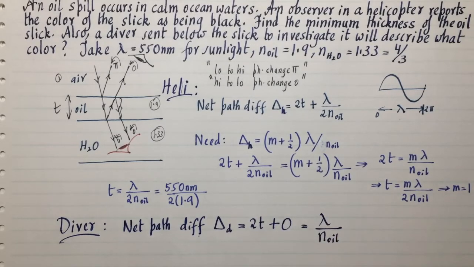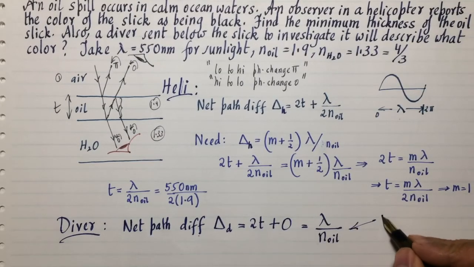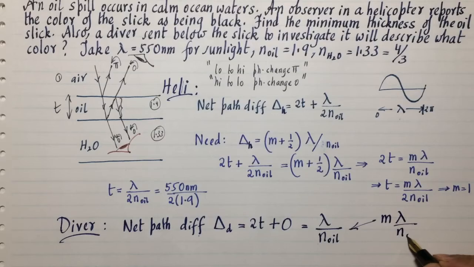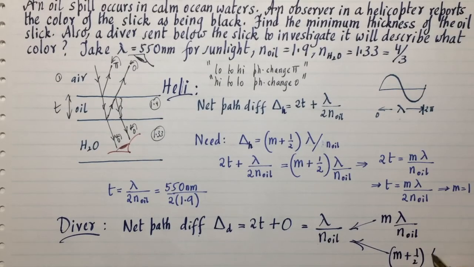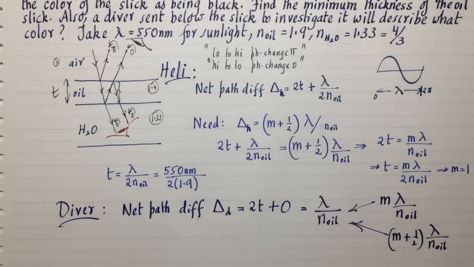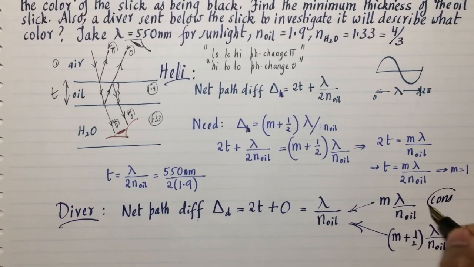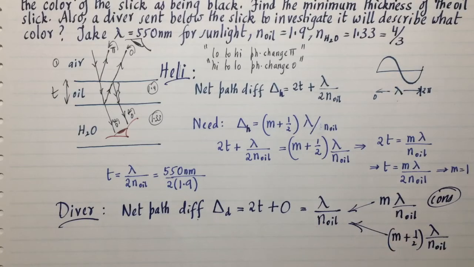Now what we have to decide is, what is this? Is this descriptive more of m lambda over n oil, which is the condition for constructive interference, or is it more descriptive of m plus half lambda over n oil? Which of these two possibilities is entertained by 2 times the thickness, the path difference? Clearly we see that only m equals 1 produces this result in case of the constructive interference.